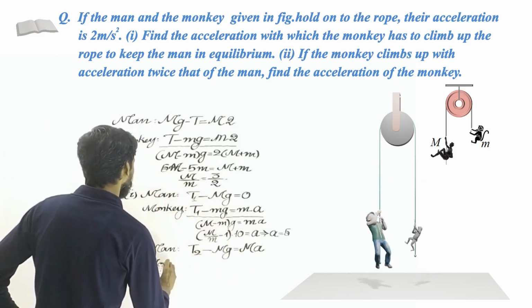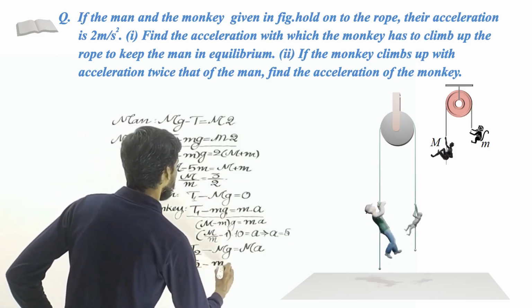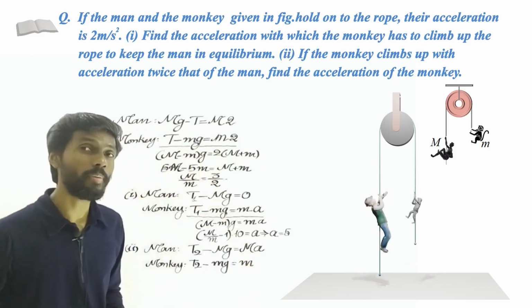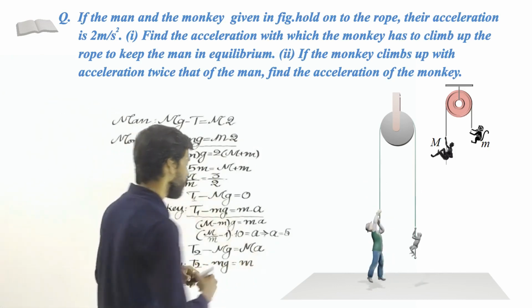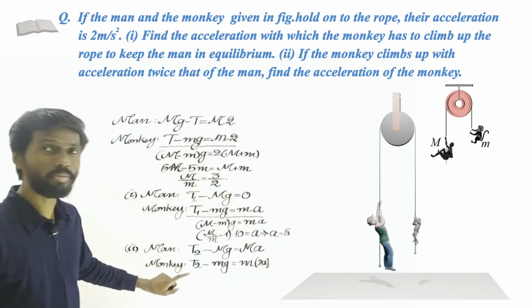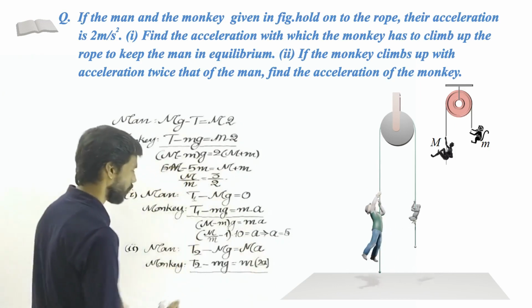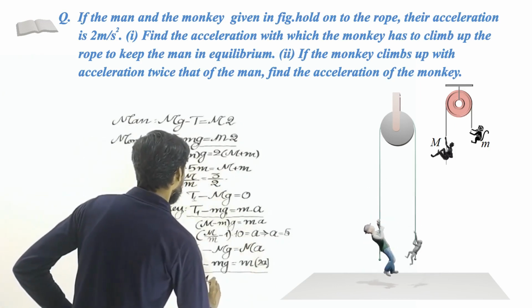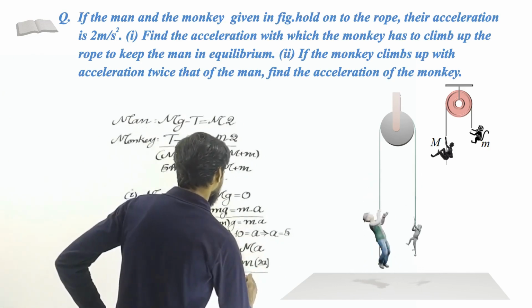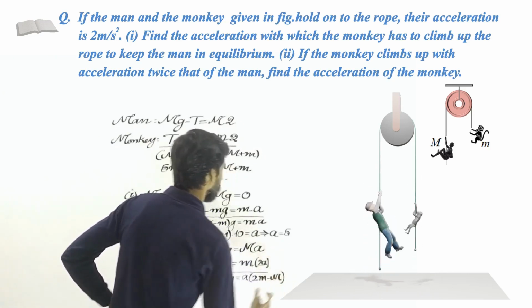Again for the monkey, tension minus mg in the downward direction equals mass times the acceleration. The acceleration of the monkey is twice that of the man, which means here it is a, so that means 2a here. Now we have to eliminate this T2, right? Tension is not required, so we can simply subtract these two equations, this minus this, which will give you (M minus m) times g equals a times, if you take it out, (2m minus M). Okay, that's the relation.